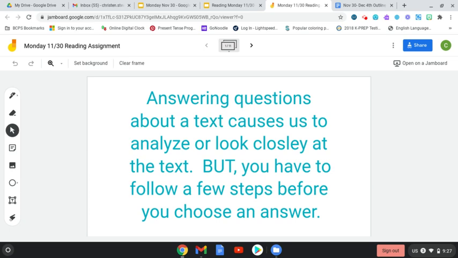So, our whole goal for the next week is to analyze Love That Dog. We want to get to the place where we're going to finish that book. That's our goal. And one of the ways that you can analyze a text is by answering questions about it, because answering questions causes you to analyze or really look closely at what you're reading. But we can't just pick an answer randomly. We have to actually do a few things before we pick an answer to a question. So let's go over that.